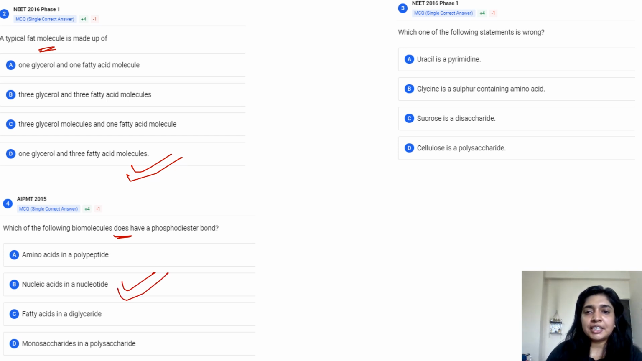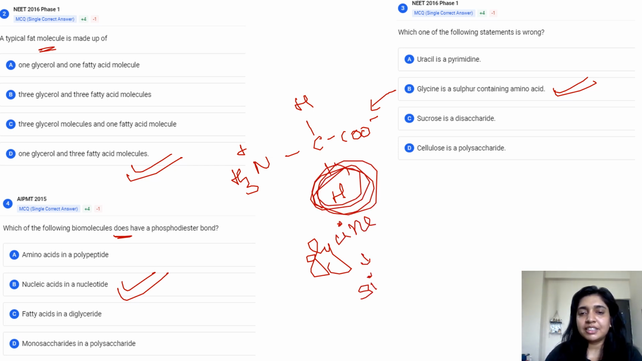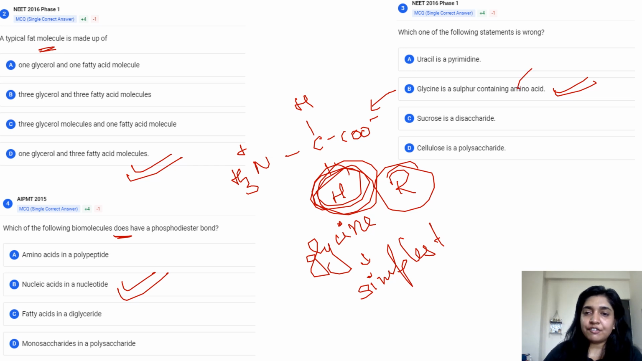Then which of the following statements is wrong? Uracil is a pyrimidine. Glycine is sulfur containing. This is wrong. Glycine structure is this: COO minus, NH3 plus, H and H. So it does not have any sulfur. In fact, glycine is the simplest amino acid because it has hydrogen present in place of its R group, right? The only two amino acids which contain sulfur are your cysteine and methionine.